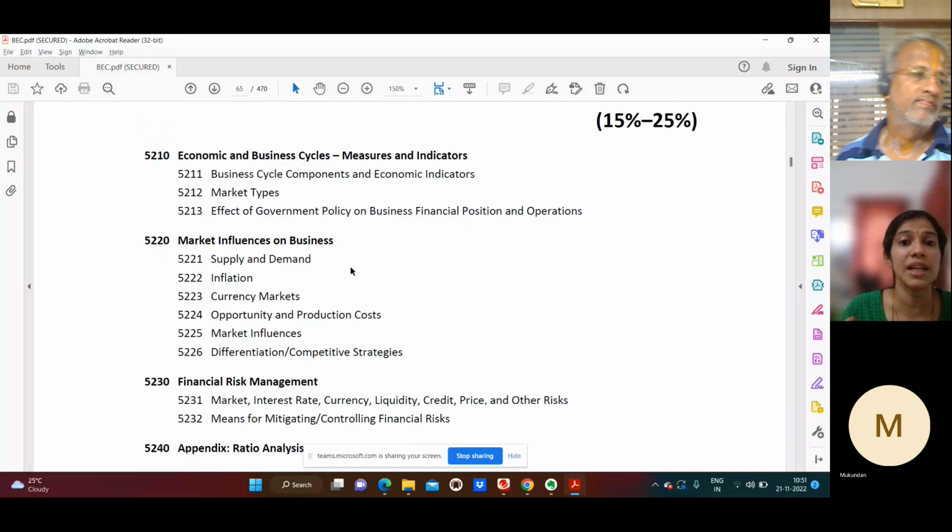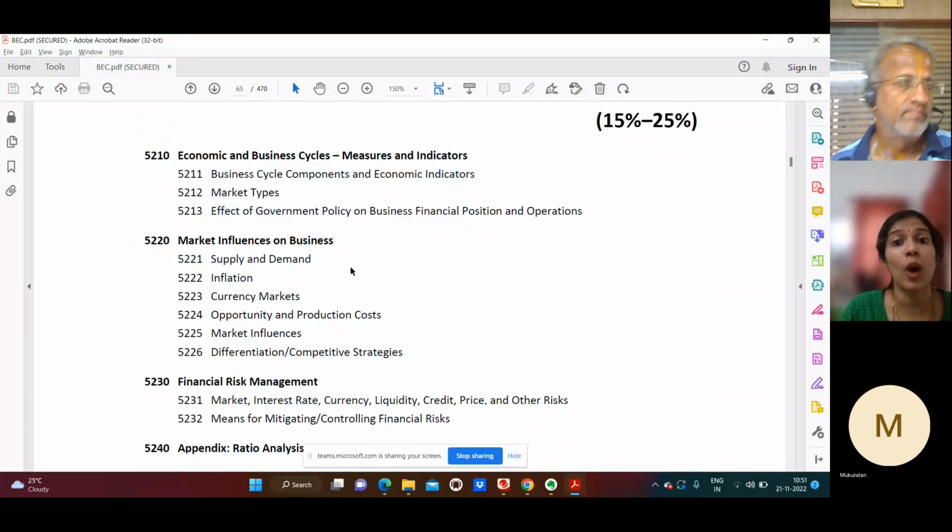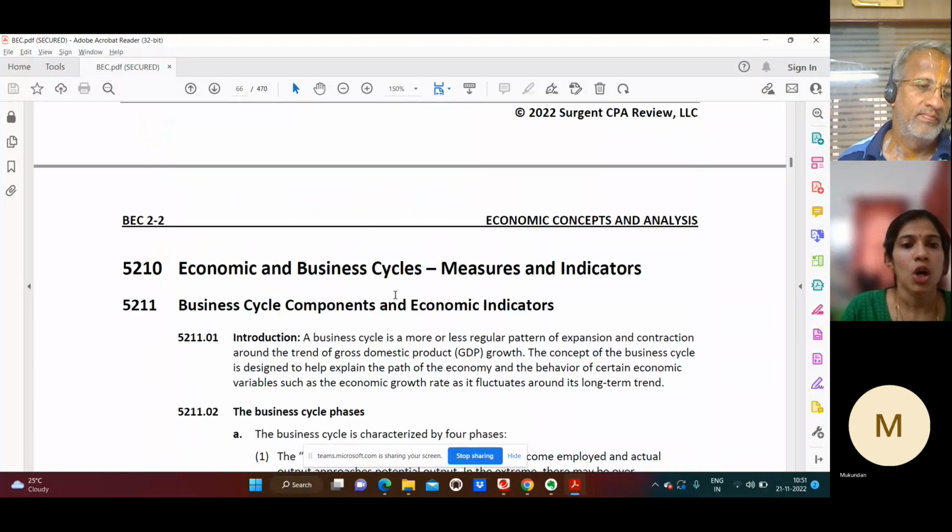It is going to focus on how you adapt to, or how you make analysis of that particular concept. So questions are going to be that way. Okay, with that note, let's look into business cycle components and economic indicators. That is the starting point in your syllabus.